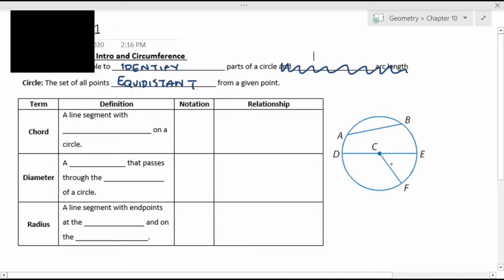First, a chord. Chord, diameter, and radius are all terms you've already heard, so we're just redefining them for you. A chord is a line segment with endpoints on the circle. We write it the same way we would a line segment. AB is a chord. It chops the circle into two pieces.